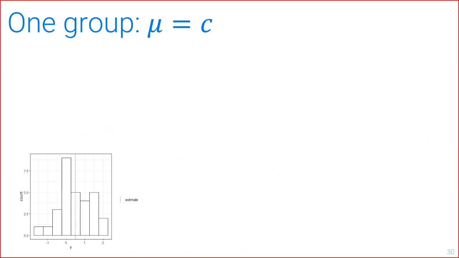We're interested in testing the hypothesis of whether the population mean equals a certain constant C. Let's say we collected some data. Here we have the histogram, and we're testing the hypothesis. This is our estimate, so this is y hat, what we observed in our sample, and we want to test it against a certain constant.